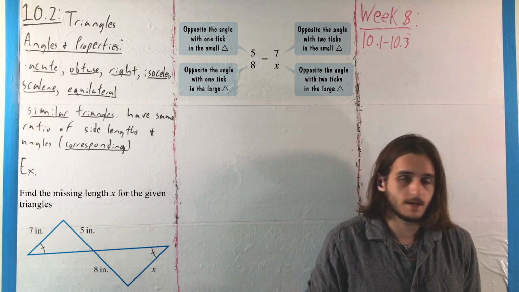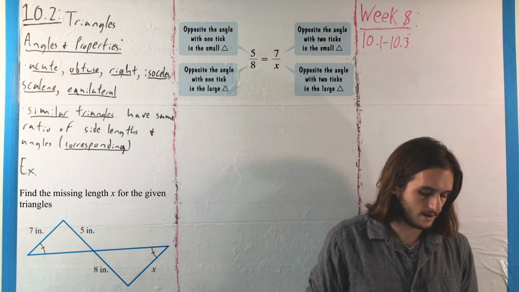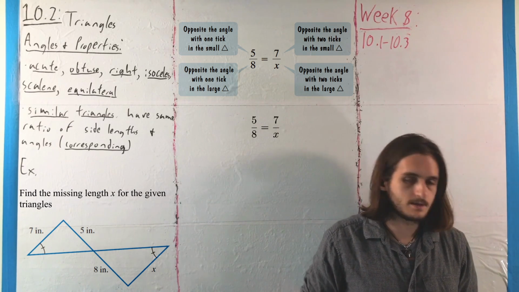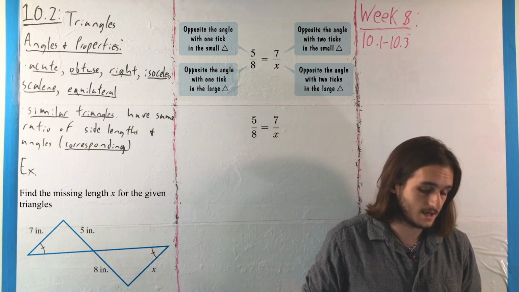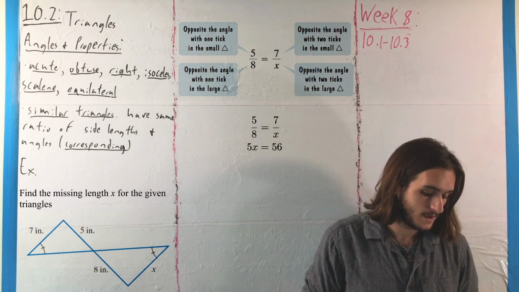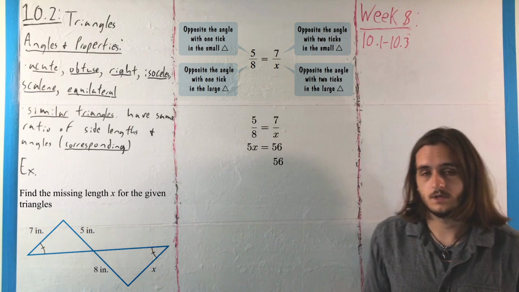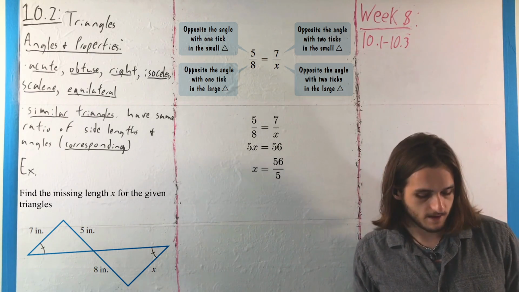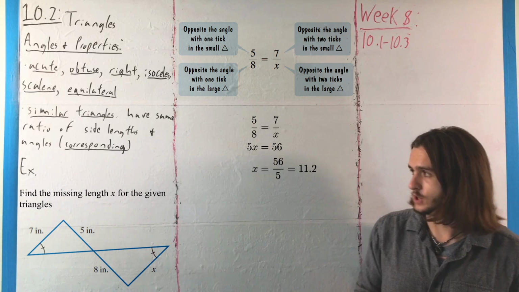And from there, we can actually just rearrange to get our value. That 5/8 equals 7 over x is the same as saying 56 equals 5x, cross multiplying, and then divide to get that x is going to be equal to 56 over 5, or 11.2.